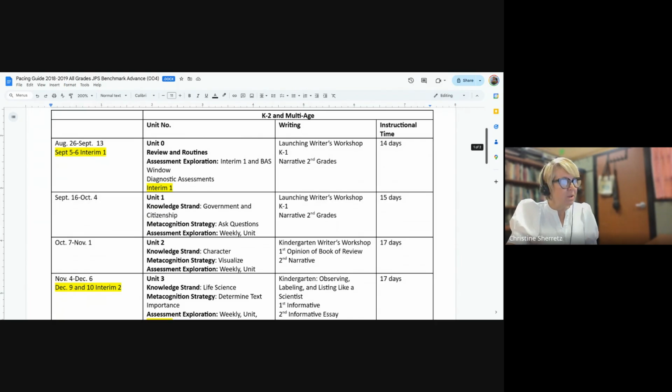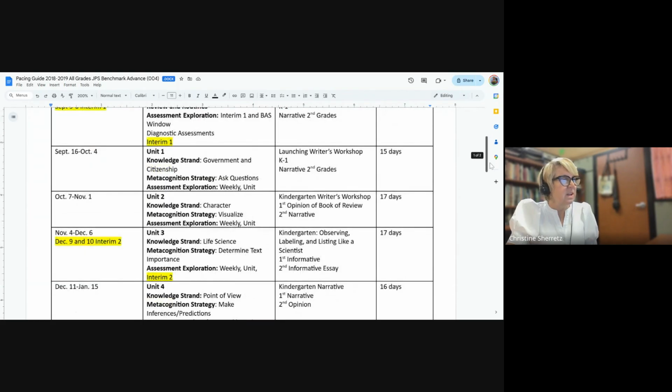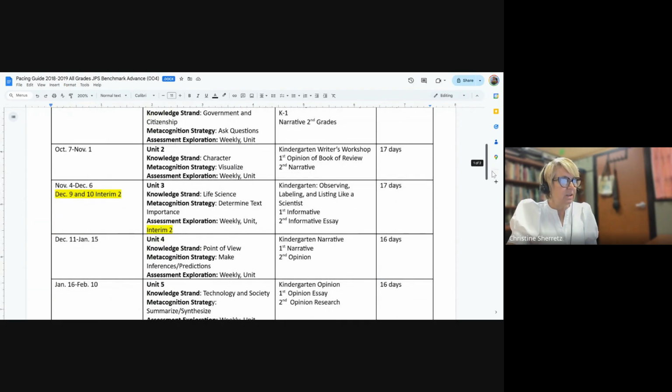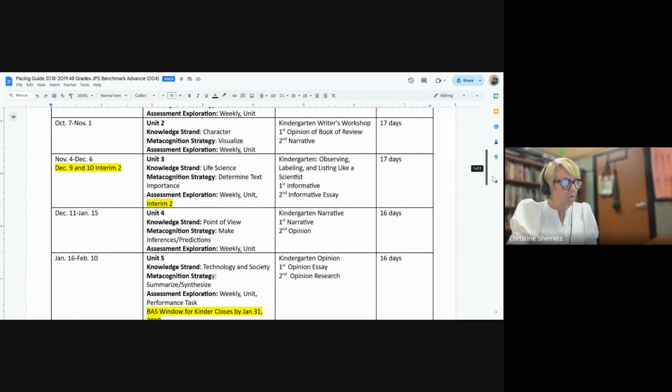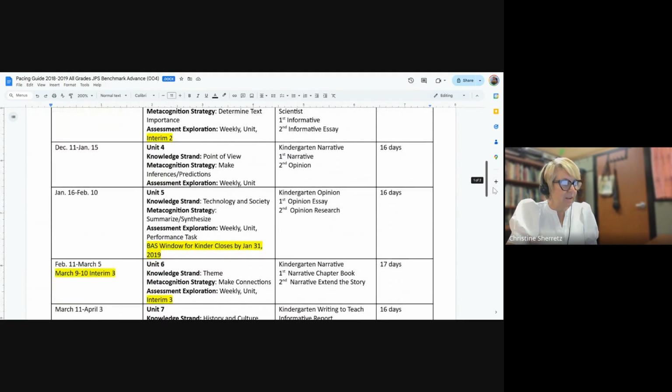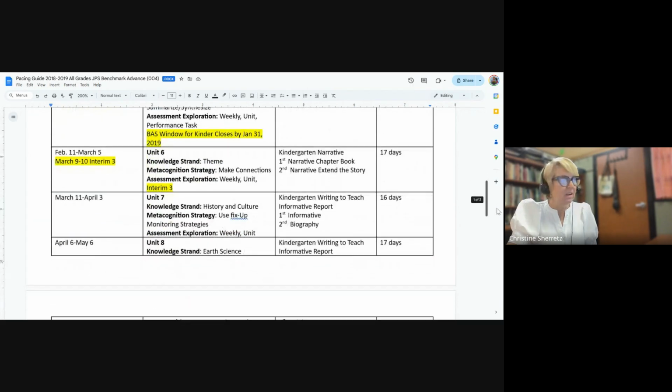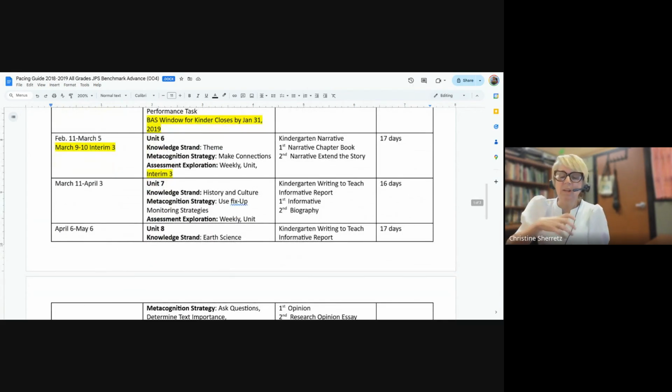So we can see that you had a government unit, so that's social studies. Then we had a literary unit, and then a science unit. Then we went back to a literary unit, and then we had a science unit, literary, and a social studies. One thing I really liked about this curriculum is that it had literary, nonfiction, and it had literary, but then it also flipped between social studies and science.